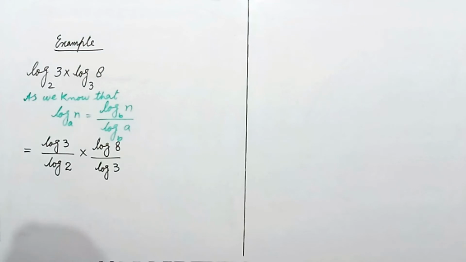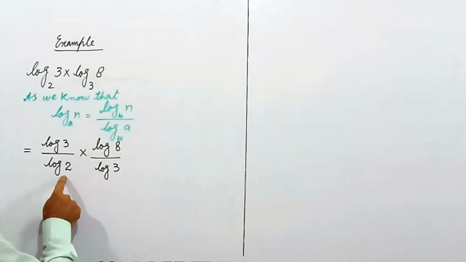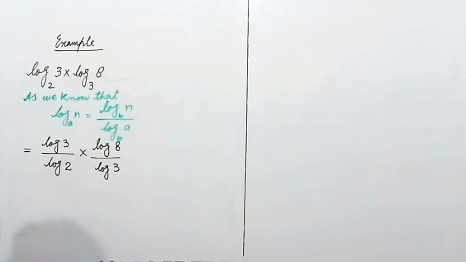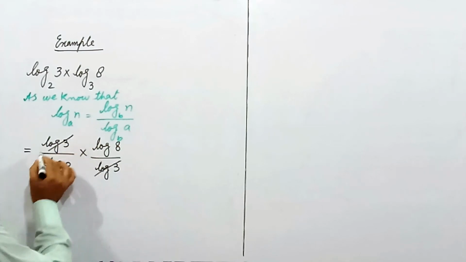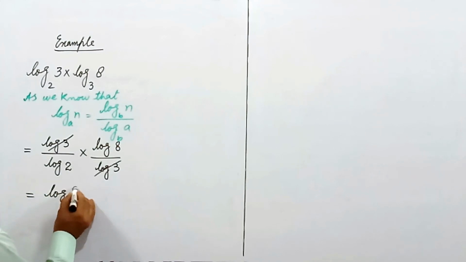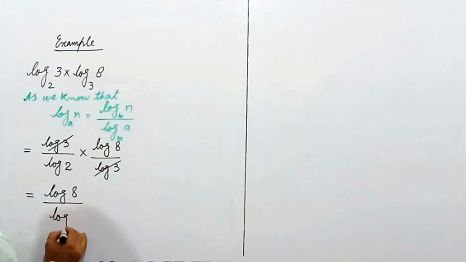So the question may arise in your mind, sir, where is the base? As we know that in common logarithm the base is 10, and by convention we do not write base 10 in common logarithm. Now we have these values in common logarithm and we can easily simplify them. Log 3 is cancelled by log 3 and we have log 8 divided by log 2.